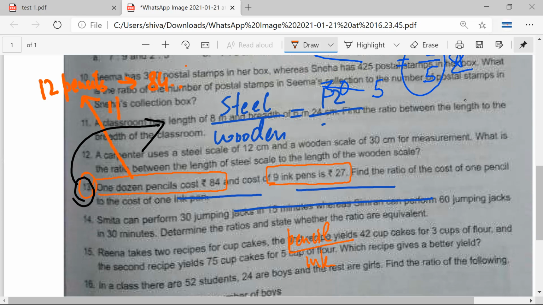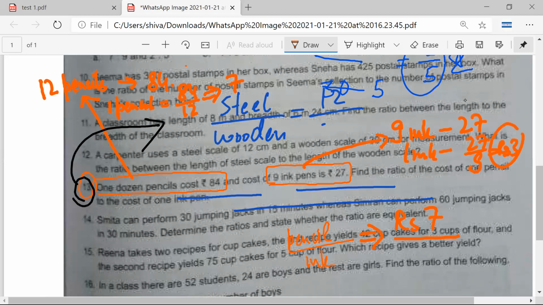Yes. Therefore, 1 pencil will cost 84 by 12. Is it okay? Yes. So 12 6s are 72, 12 7s are 84. So each pencil costs me ₹7. Mr. Sarthak, is it okay? Cost of 9 ink pens is 27. Therefore, 1 ink pen will cost 27 upon 9, which is equal to ₹3.